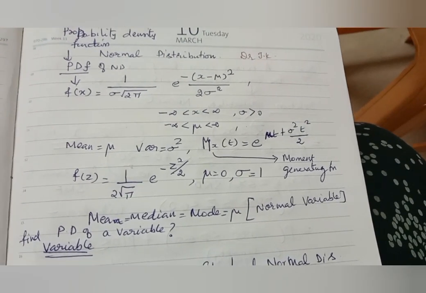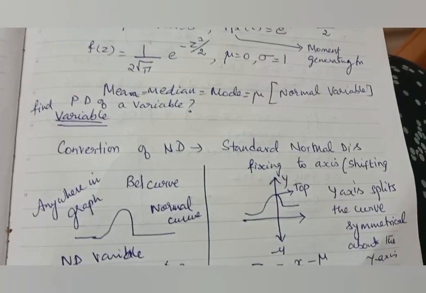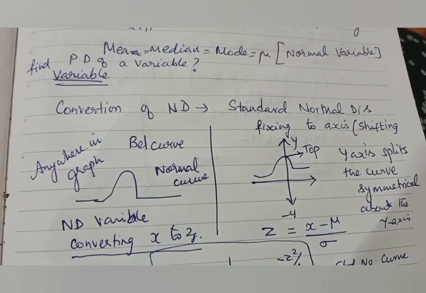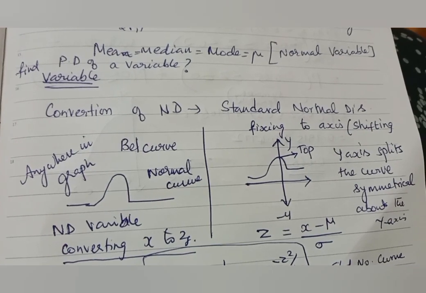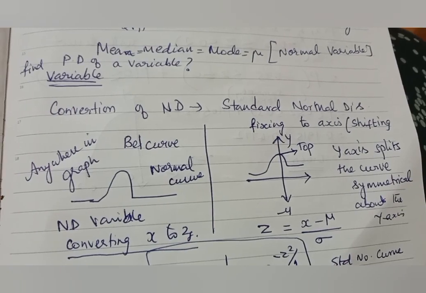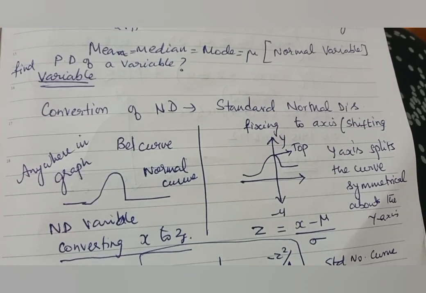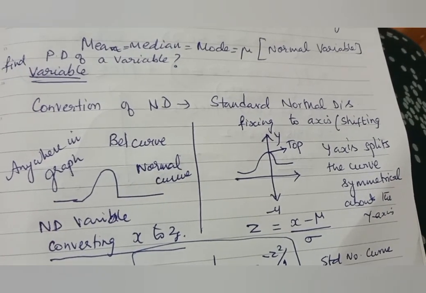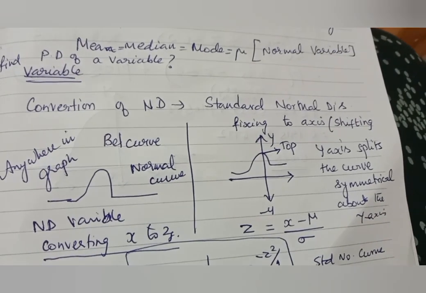So in general, the normal distribution is like a bell curve, and it can be placed anywhere in the graph depending on the value of x. So we cannot find the probability density function for this variable x directly, for which we have to standardize the normal distribution. How? This is the method.